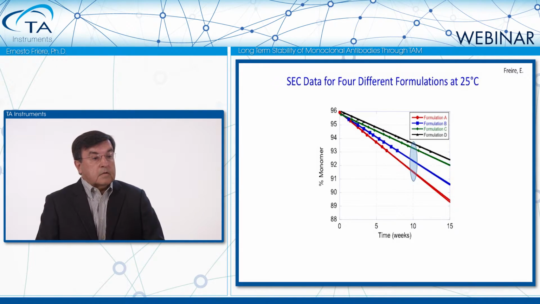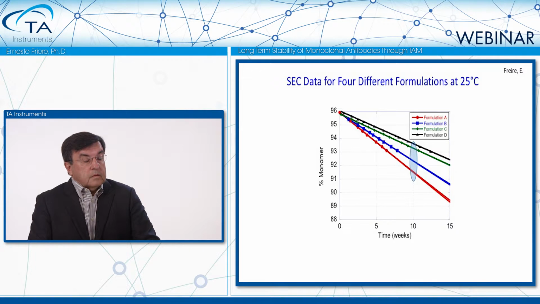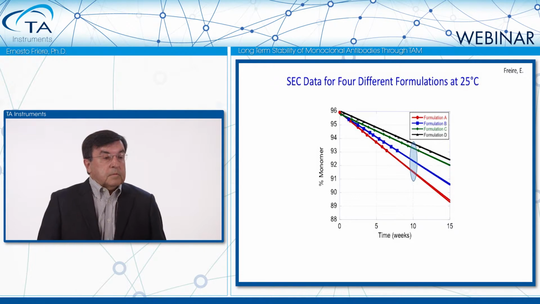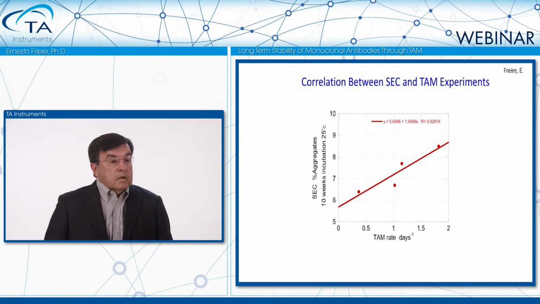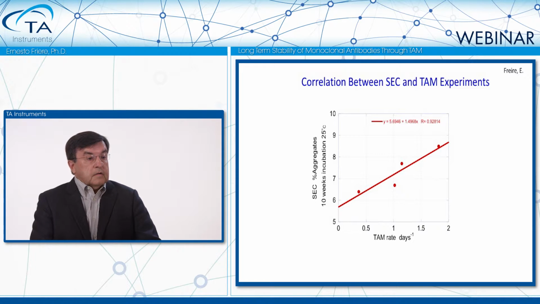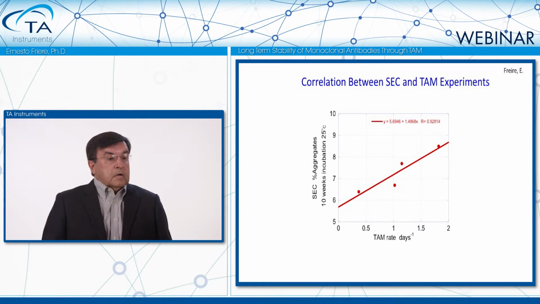In this particular example, size exclusion chromatography experiments were available for the 4 different formulations. And we took the data after 10 weeks. And if we plotted the percent of aggregates after 10 weeks incubation at 25 degrees, we can see that they correlate very well with the rates of denaturation aggregation obtained by the TAM.